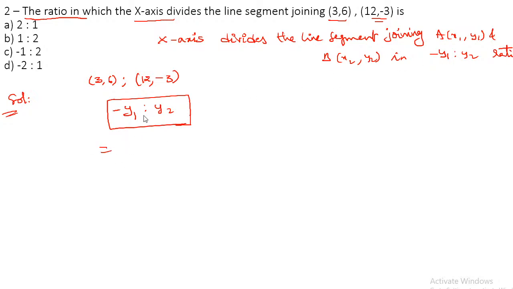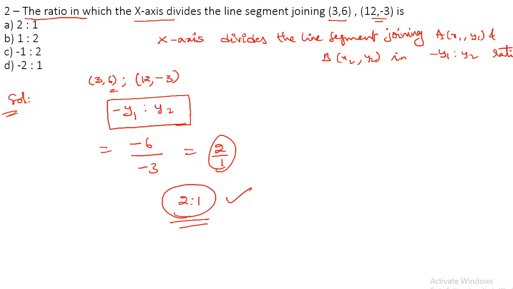So now the answer becomes: what is y1? y1 is 6. So minus 6 by what is y2? It is minus 3. So this is equal to 2 by 1. So the ratio is 2:1. This is our answer. Option A is our answer.